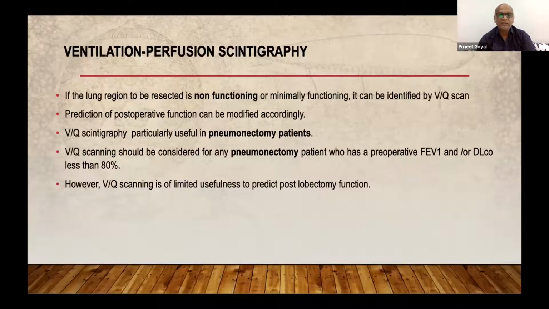The last investigation is ventilation perfusion scintigraphy, commonly known as VQ scan. If the lung region to be resected is non-functioning or minimally functioning, that can be identified by VQ scanning. If that lung segment is not functioning, then you know it is not contributing to the functional capacity of the patient, and it can be safely removed. So this gives you an idea. The VQ scan should be considered in those patients who have a preoperative FEV1 less than 80%. So this will give you valuable information.